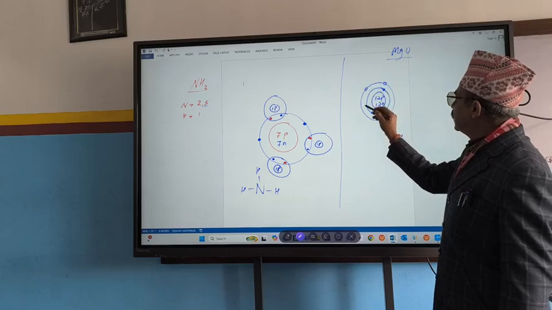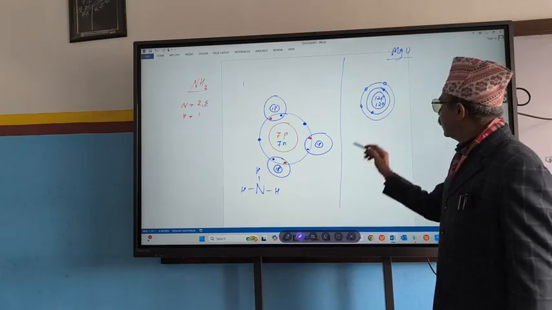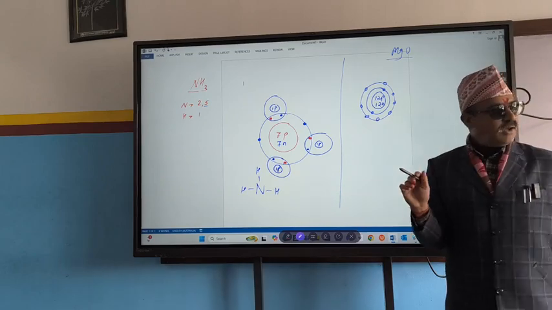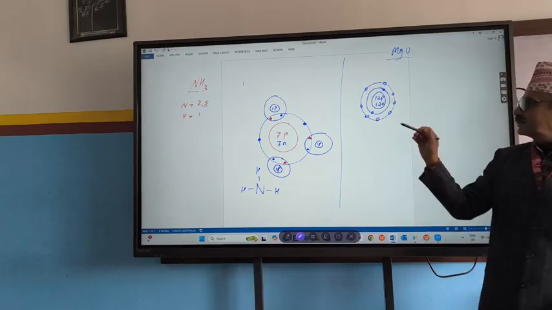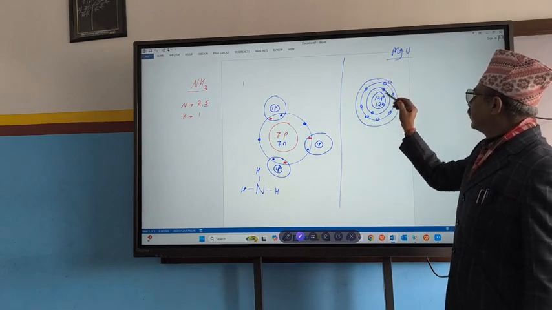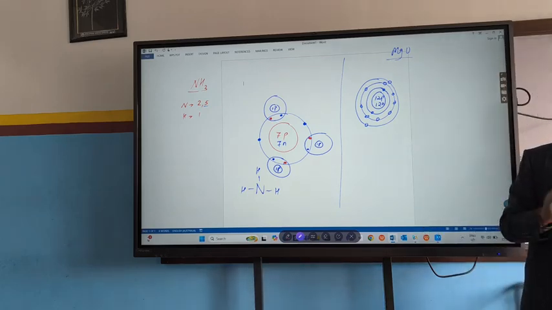1, 2, 3, 4, 5, 6, 7, 8. Still how many electrons are left? 2 are left. Next orbit. Once you understand this, then only 1, 2. Is it okay? Yes or no?